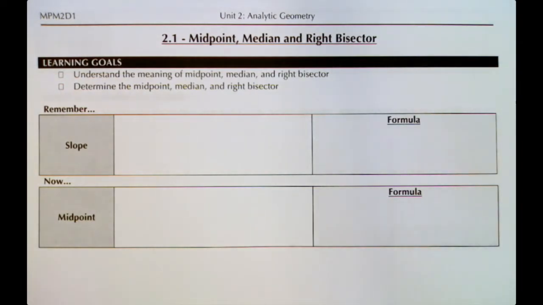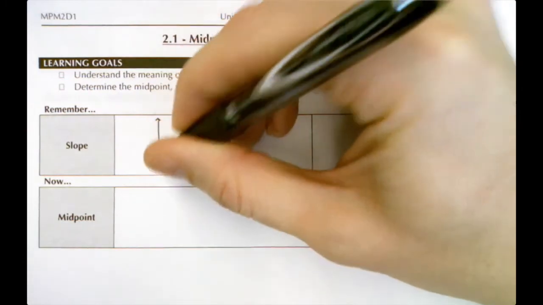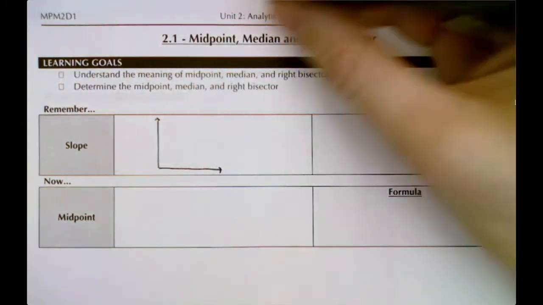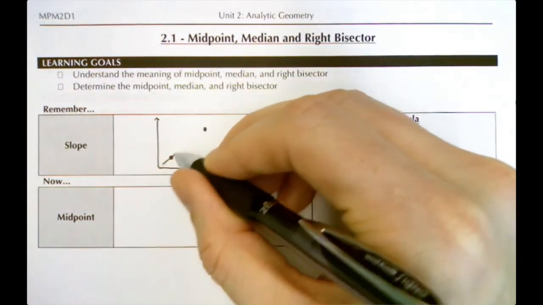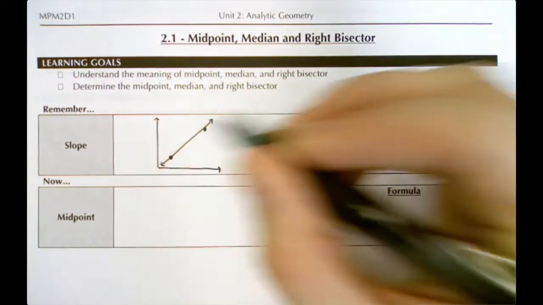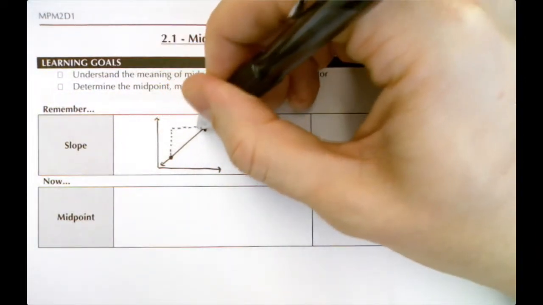So what's a midpoint? Well, a midpoint is the point directly between two other points that's on the same line. To come up with the midpoint equation, it has some aspects from slope, so I just want to quickly go over what slope is again. Slope on a graph between two points compares the rise to the run.